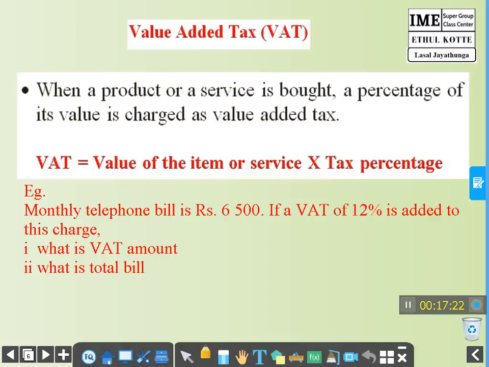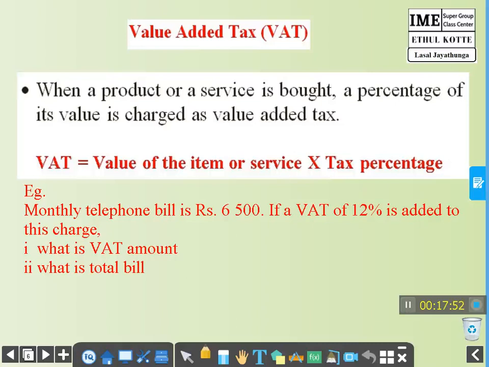Right. Next one, value added tax. Value added tax, simply we call it as VAT. Basically, VAT charges according to the value of the item or service. So these things are added to most of the items selling on the market. When you go to the supermarket, there are several items to sell. For most of the items, VAT is charged.